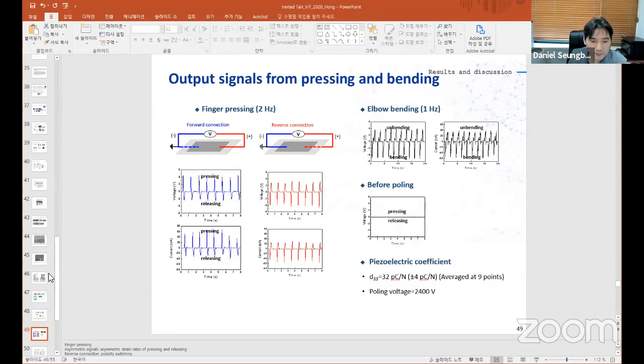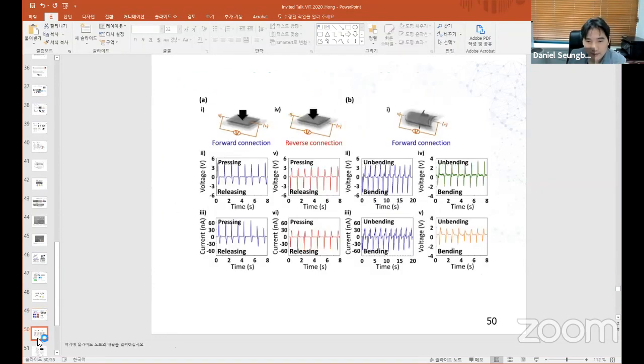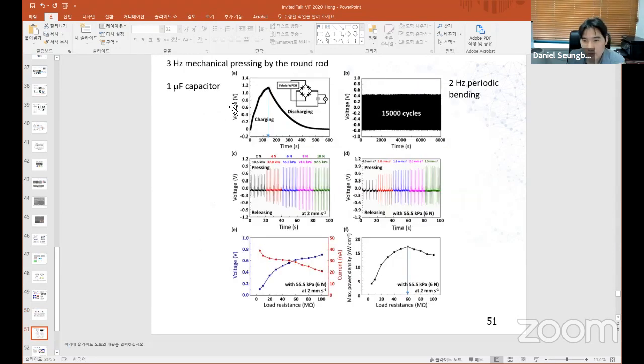And we did the standard testing of the pressing and bending, as you can see, and you can see the voltage output is pretty reproducible. And also you can see forward and reverse connection to see if there are any artifacts involved in our measurement. And also, due to the reviewer's request, we did capacitor charging. In this case, it was 1 microfarad with the bridge circuit there. And you can see the full charging happened at about 140 seconds.